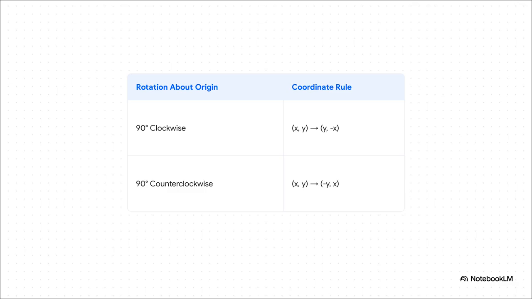Now, it might look a little weird at first, but that's the exact instruction a computer uses to do a perfect turn in an instant. Every rotation has its own little coordinate swapping rule.